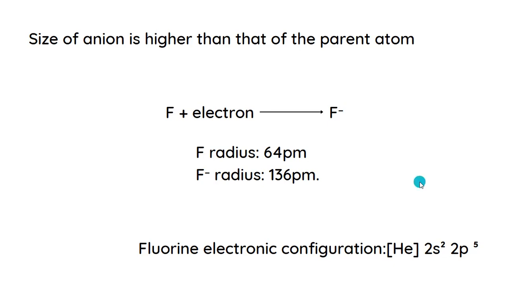So you have F, fluorine, and an electron is added to it. So its configuration changes from 2s2 2p5 to 2s2 2p6. The magnitude of the nuclear charge is the same, but the number of electrons is increasing. So the nucleus is not going to be able to effectively pull the electrons towards itself. And that's why the size of the anion is higher than that of the parent atom.